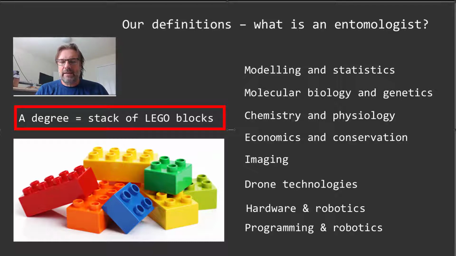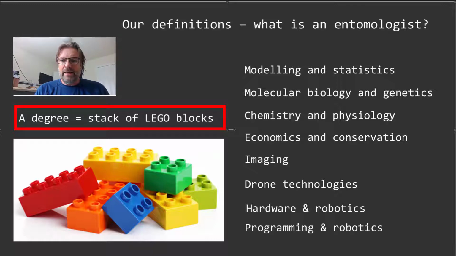In essence, and coming from Denmark, I want to use this analogy with Lego blocks. We are combining disciplines or research areas, like Lego blocks, and we apply them to insects in different ways.